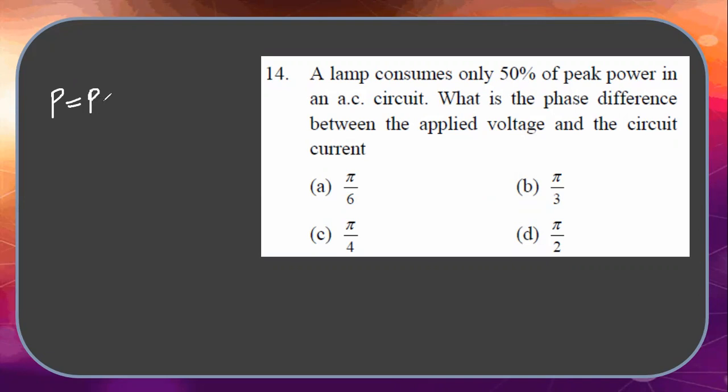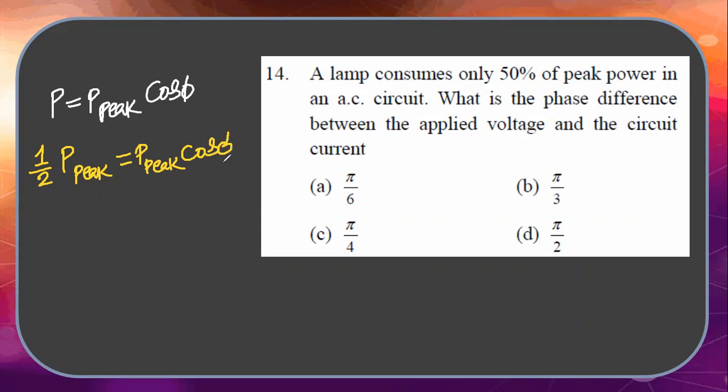Power P is equal to peak power into cos phi. But it is given this power will be equal to 50% of the peak power. 50% means what? Half of the peak power we will take. Half of the peak power is equal to peak power into cos phi.